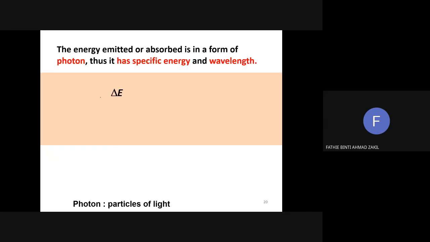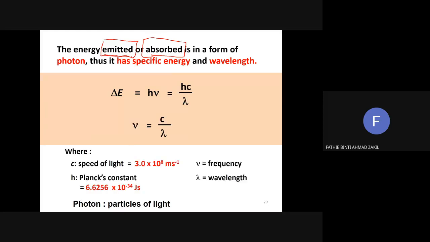Okay, so energy emit, nanti kita tengok apa itu emit, apa itu absorb. Dia ada difference emit dengan absorb is in a form of photon, thus it has specific energy and wavelength. Yang ni yang tadi lah, kita dah buat tadi. So dia akan dapat delta E juga adalah bersamaan dengan benda ni. Frekuensi adalah bersamaan dengan speed of light over lambda.